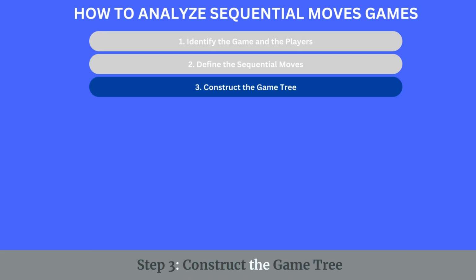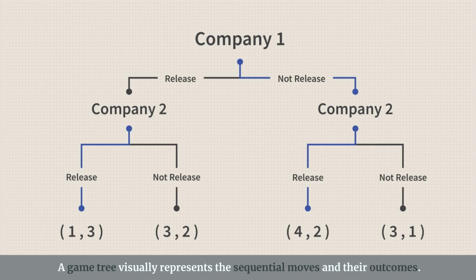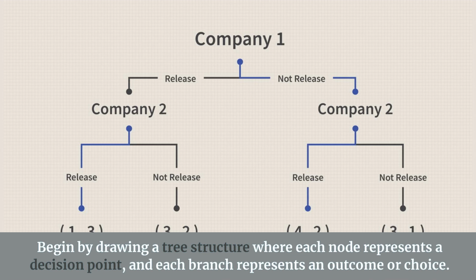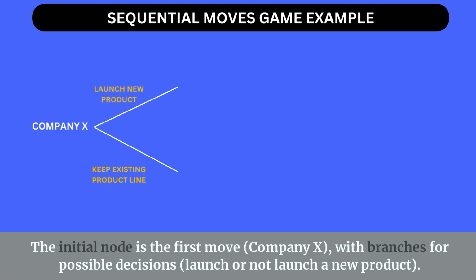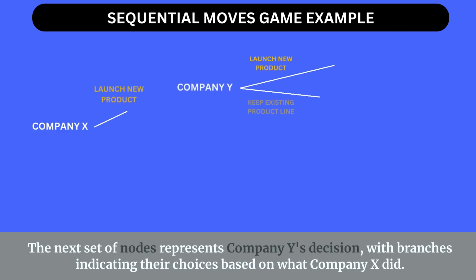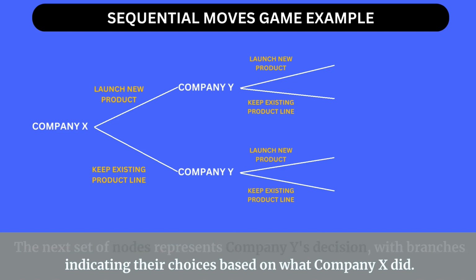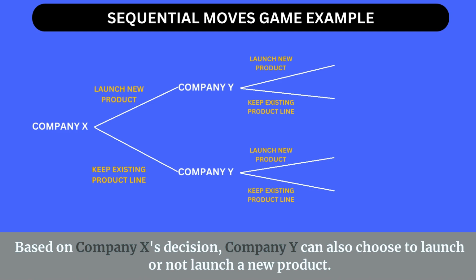Step 3. Construct the game tree. A game tree visually represents the sequential moves and their outcomes. Begin by drawing a tree structure where each node represents a decision point, and each branch represents an outcome or choice. The initial node is the first move, Company X, with branches for possible decisions: launch or not launch a new product. The next set of nodes represents Company Y's decision, with branches indicating their choices based on what Company X did. Based on Company X's decision, Company Y can also choose to launch or not launch a new product.